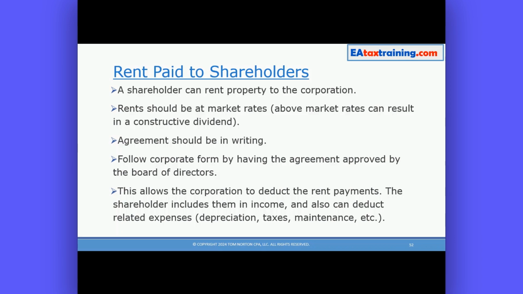So they've got a rental property. They can take all the normal rental property deductions, depreciation, taxes, maintenance, etc. So this can work out well as a tax planning tool in certain cases, but you want to make sure that you've got everything in place to make sure that it is legit.